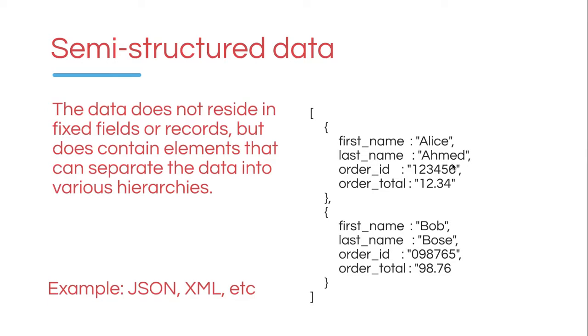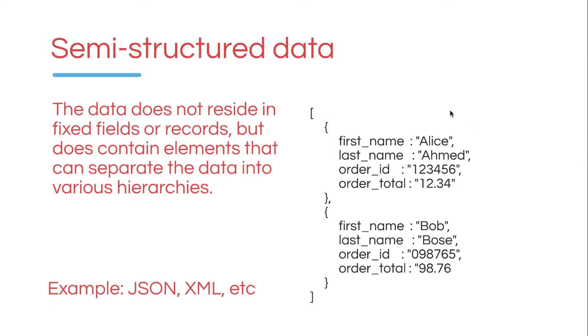So the semi-structured data does not reside in fixed fields or records, but does contain elements that can separate the data into various hierarchies. The traditional formats like JSON and XML are examples of semi-structured data.